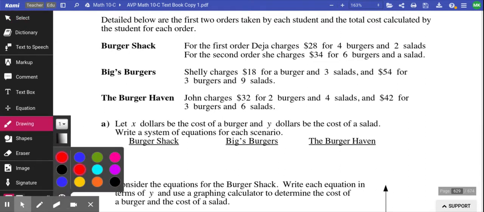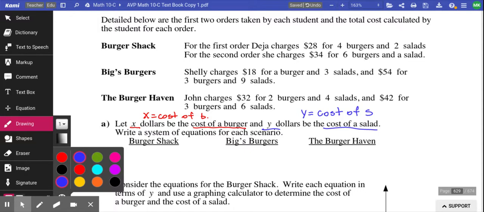Let's start with question 1. It says, let X be the cost of a burger. Okay, X, cost of burger. And Y be the cost of a salad. Y, cost of salad. Write a system of equations for each scenario.